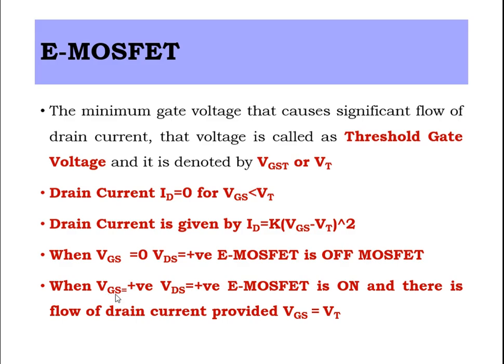Now when we apply VGS positive and VDS positive, the eMOSFET is considered to be an on MOSFET. Now the device is going to turn on and automatically there is a flow of drain current, provided VGS is equal to VT or VGS is greater than or equal to the threshold voltage. So the threshold voltage is the minimum voltage that is required for the minimum flow of drain current.